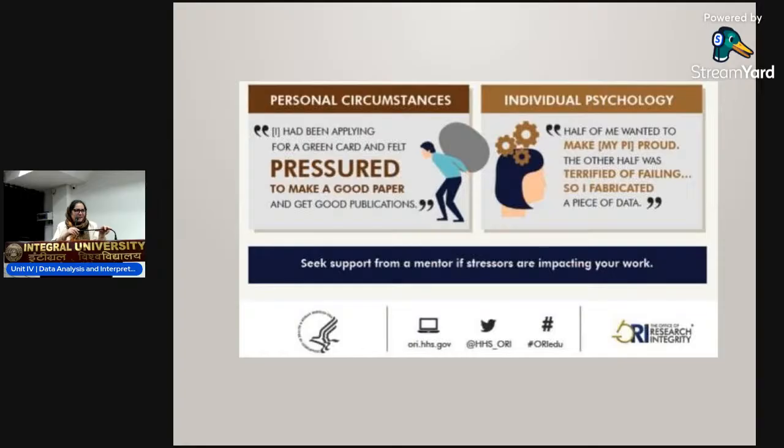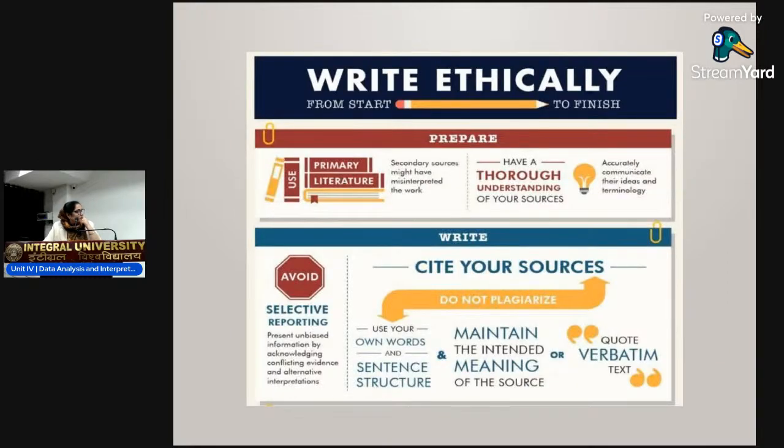Fear of failure, right? Failures are stepping stones to success. Remember it, right? Failure is not a failure; it is another way of not getting the correct result. Right, ethically. So from start to finish, write ethically from start to finish.